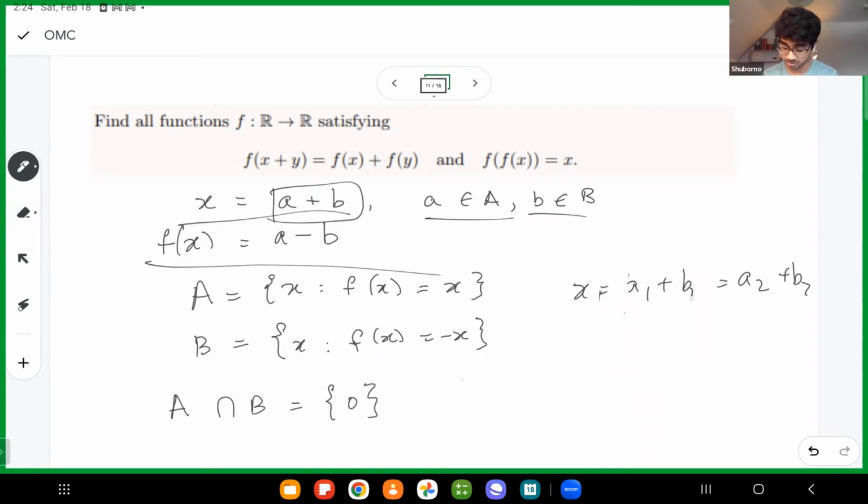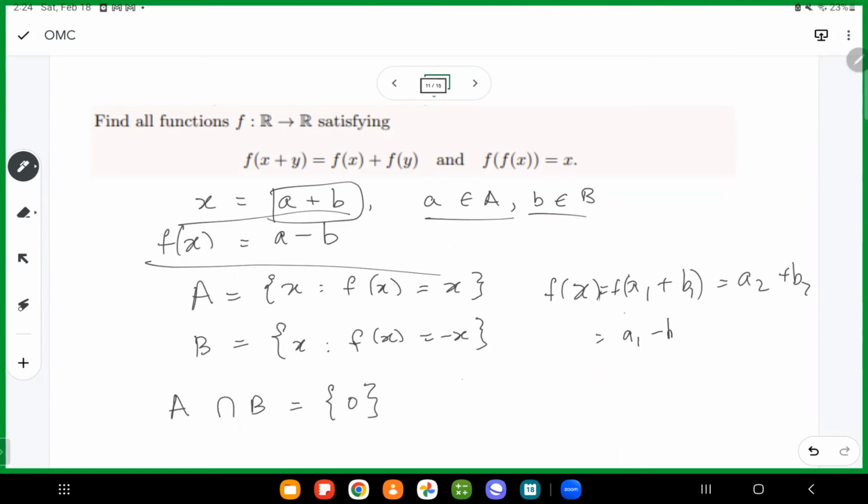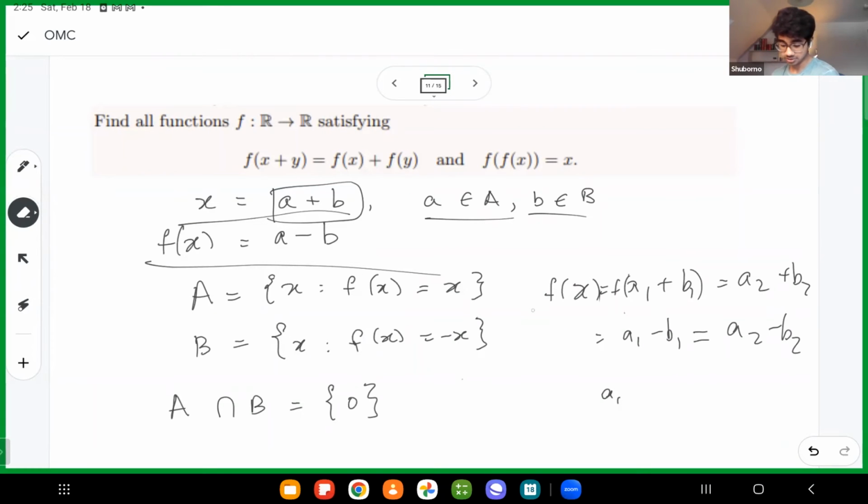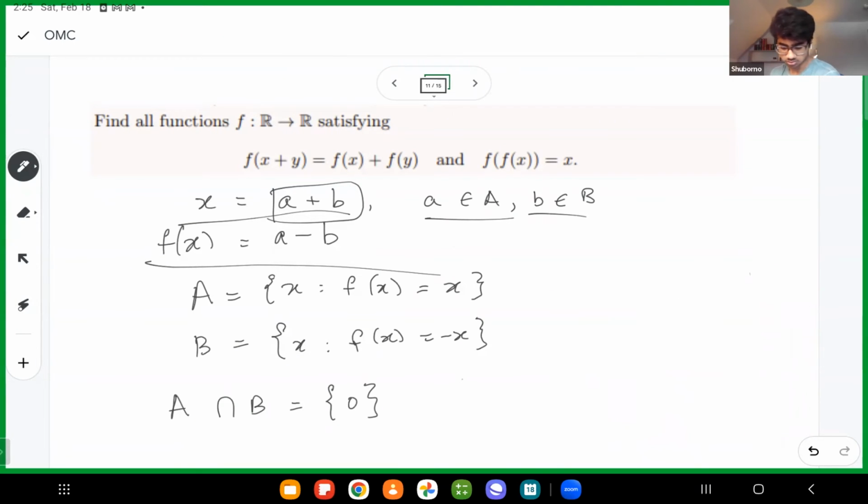Okay. You take f of that, yeah, and that is also equal to a2 minus b2, and then you can just add, like a1 plus b1 equals a2 plus b2, and a1 minus b1 equals a2 minus b2. So that will give a1 equals a2. Fair enough. That definitely works. I do not think that we need to do that much as well. So let's just say that you could express x as a1 plus b1, a2 plus b2.